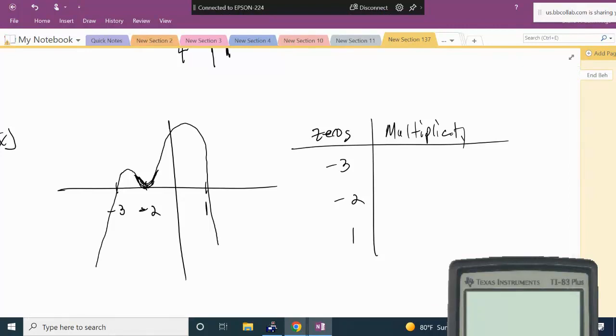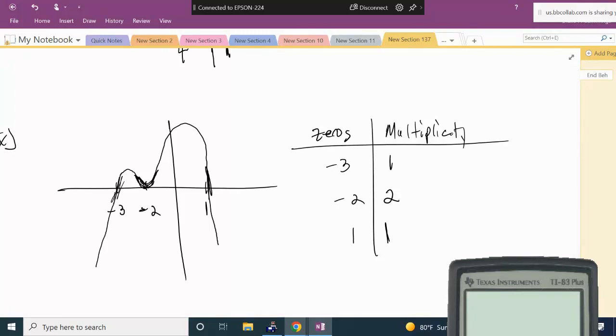Notice that at the 0, -3, it crosses through nicely, so the multiplicity is 1. However, at -2, notice that it bounces and it turns around. So we would have a multiplicity of 2. All right, for any bounce and turn, the multiplicity is 2. And then for +1, it crosses through nicely, so we have a multiplicity of 1.